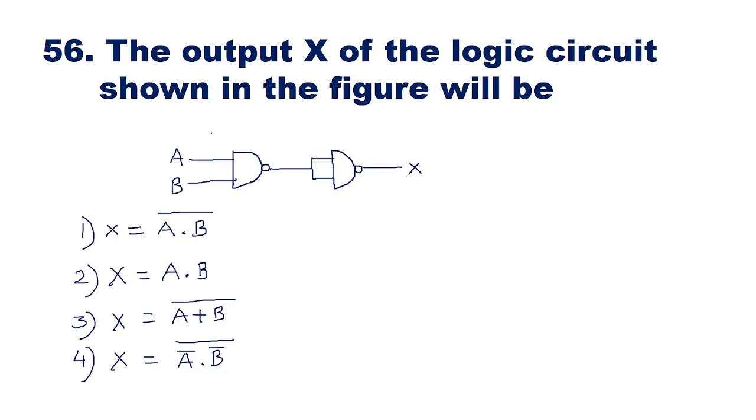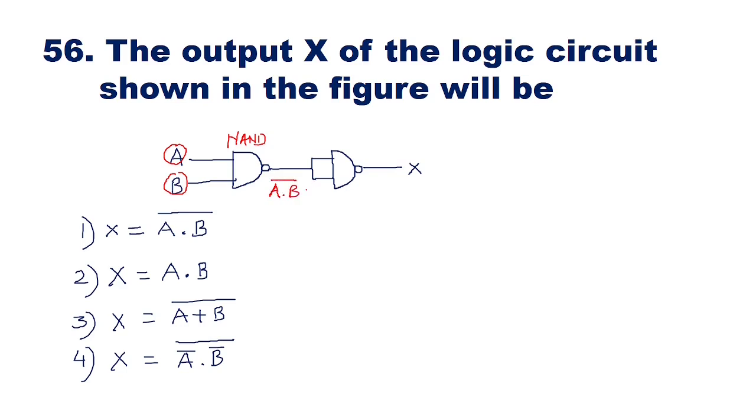So here, if you see, A and B are the two inputs, and this is a NAND gate. Now we know that the output of the NAND gate, in terms of inputs A and B, will be A into B the whole bar.